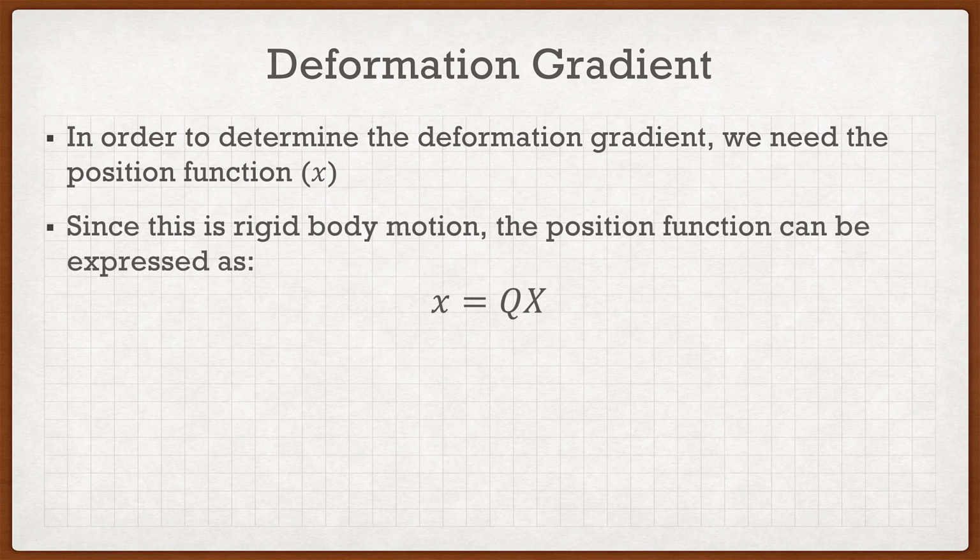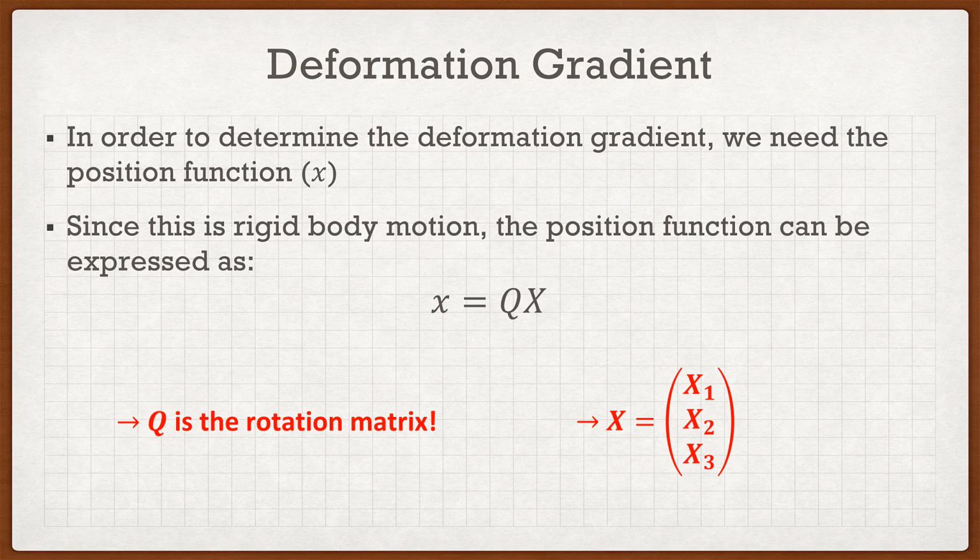We have to realize that for a rigid body rotation, the position function can be expressed as x is equal to Q times X. And Q is our rotation matrix. You guys know the rotation matrices, and you know which Q to use in this case. The second part is that big X, which is just equal to X1, X2, and X3. So I can find my position functions x1, x2, and x3 by just taking my matrix Q, which is our rotation matrix, and multiplying it by big X.